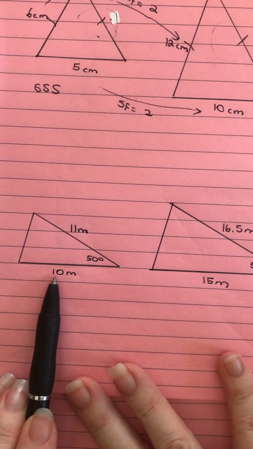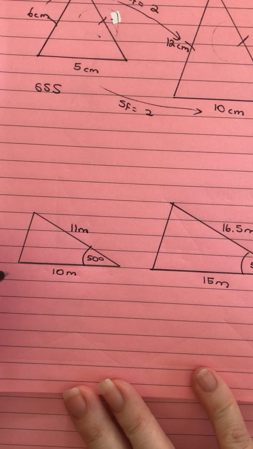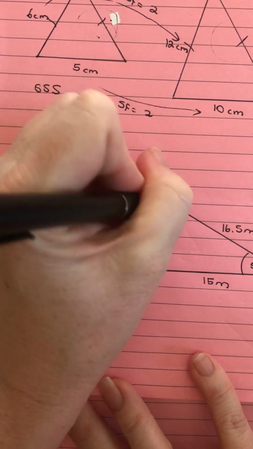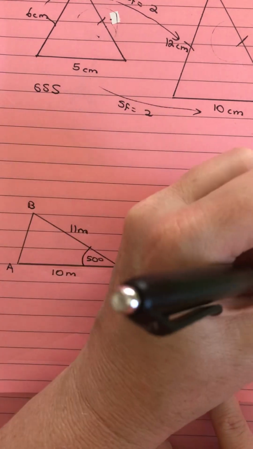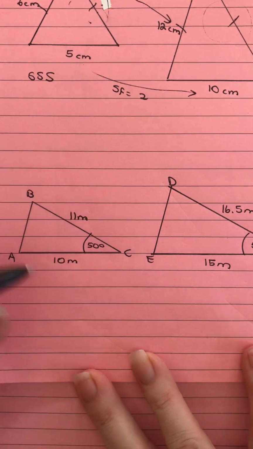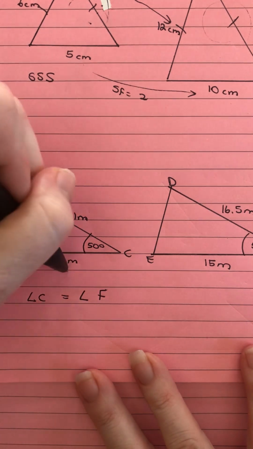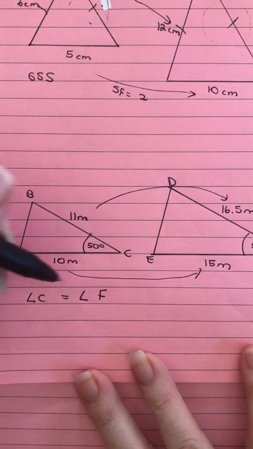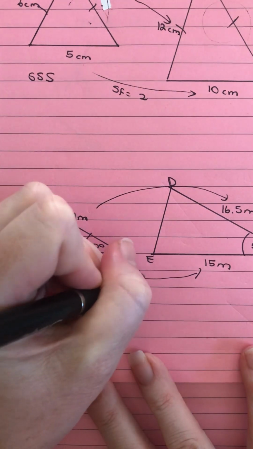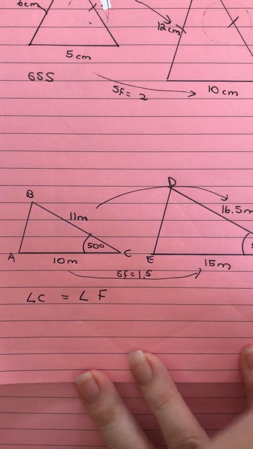Here we've got 2 sides and an angle. So we've got our angle there. I haven't labeled any letters on here, so I'll quickly do that. I'll go A, B, C. And then I'm going to mix it up and go DEF, just to show you the similarity statement for this one. So we've got our angle C is equal to angle F. Then for the scale factor, we want to check what that is. So going from 10 to 15, 15 divided by 10 is 1.5. And then 16.5 divided by 11 is 1.5.